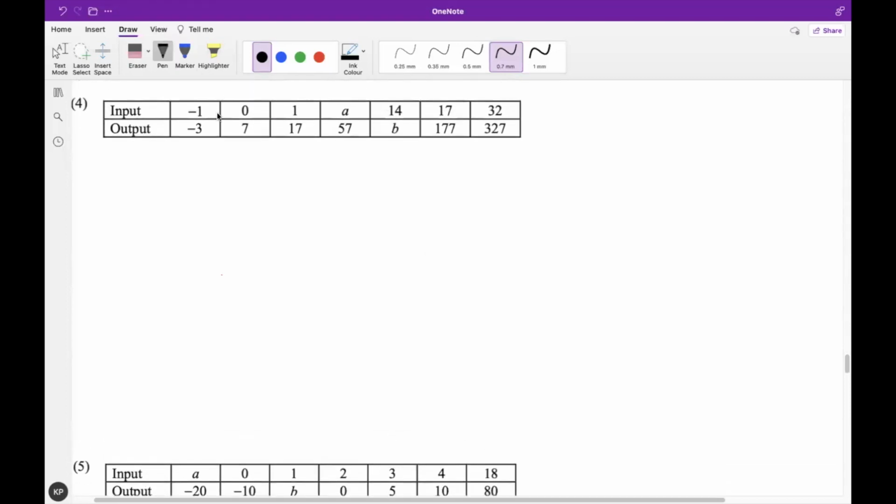Yeah, this one. We're going from negative 3 to 7 to 17. We need to find the formula, and the second part, we need to find A and B. So let's hear. What do we think is happening over here? What do you guys think is happening? We are adding 10. Beautiful, guys. Plus 10, plus 10. Okay, so then 10 is my multiplier.